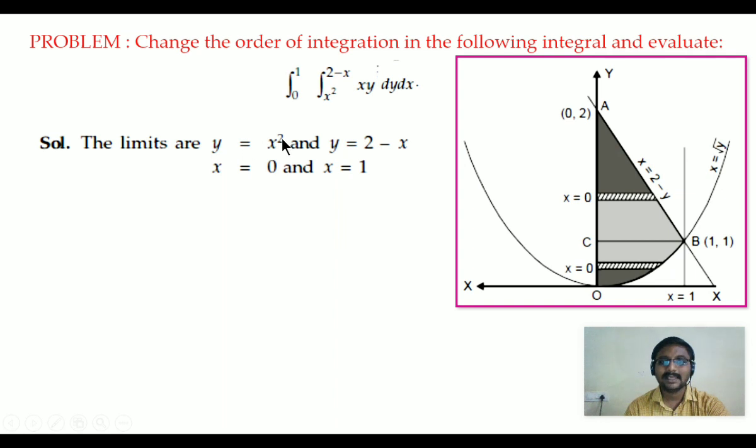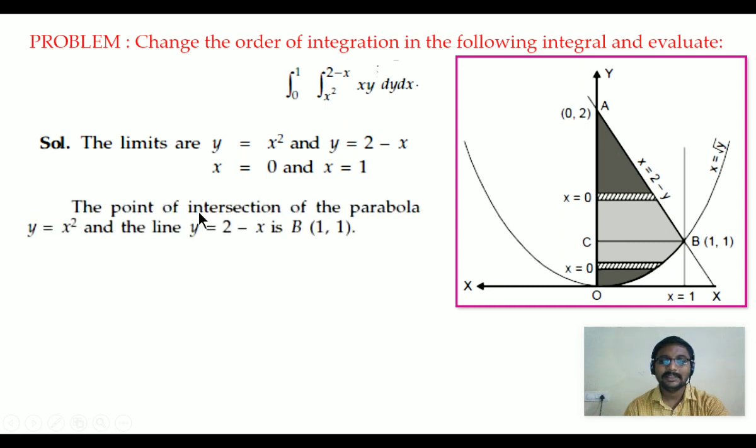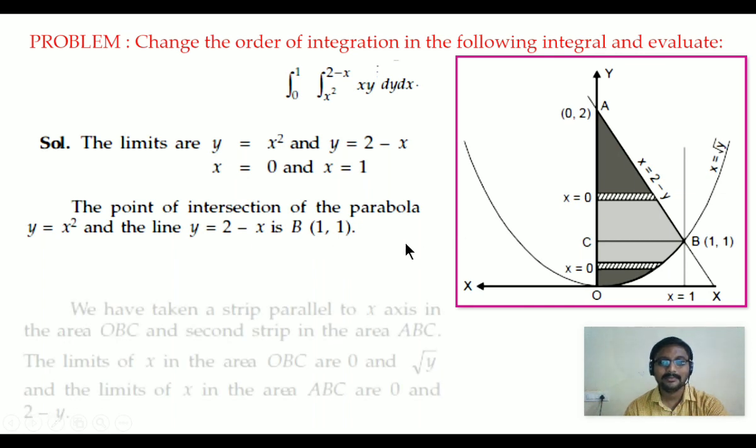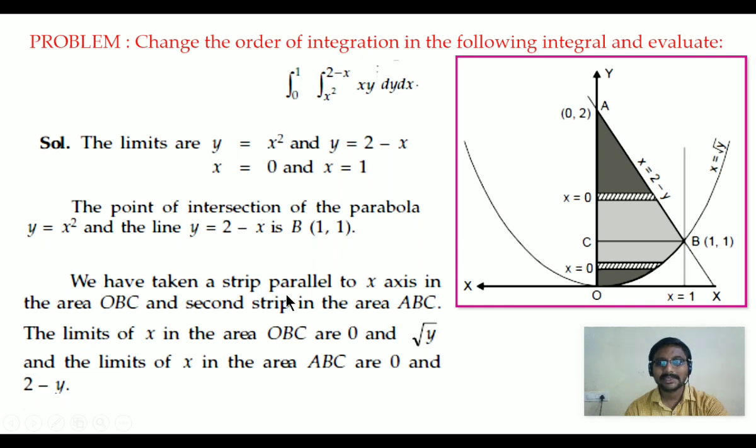The y limits, for y equal to x square and y equal to 2 minus x, are 0 and x equal to 1. The point of intersection of the parabola y equal to x square and the line y equal to 2 minus x is B, (1, 1). We have taken a strip parallel to the x-axis, first in the region OBC and then in the region ABC. So OBC is the first region and the other region is ABC.